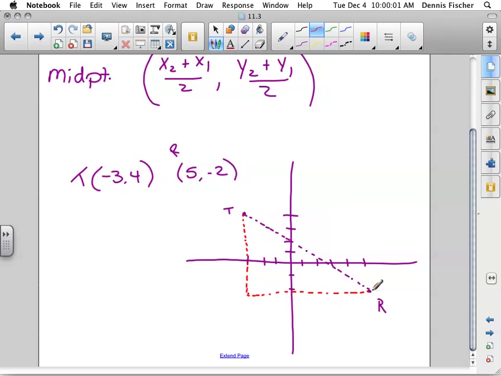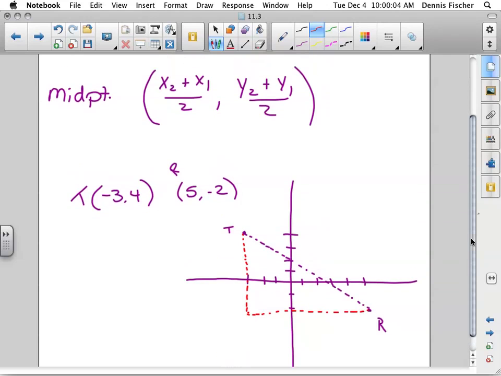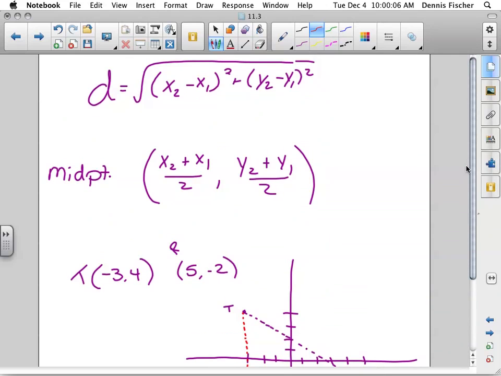So really, when we look at the formula here, it says take y2 minus y1, right? The difference in my y coordinates, and square it, right? Take the difference in my x coordinates and square it, right? And then take the square root of it.